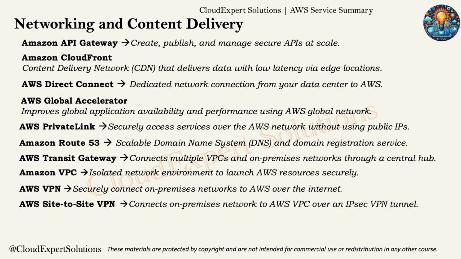One is AWS Site-to-Site VPN. AWS Site-to-Site VPN connects your on-premise network to AWS VPCs over an IPsec VPN tunnel. AWS Site-to-Site VPN can be used for secure, encrypted communication between networks.